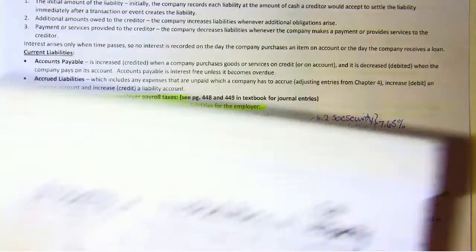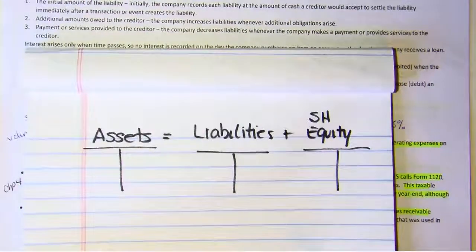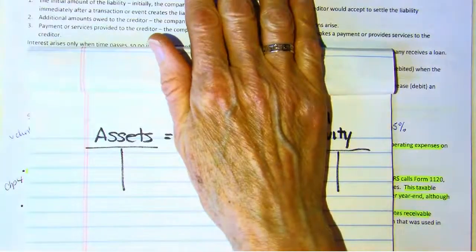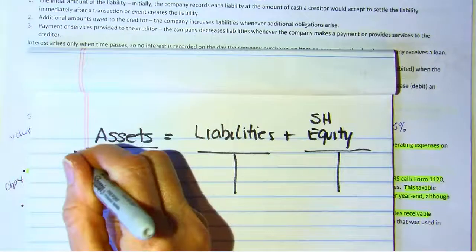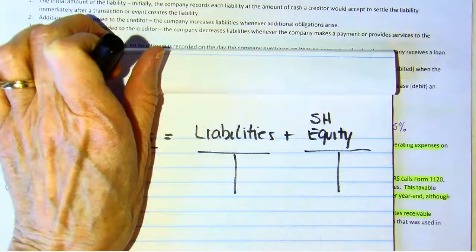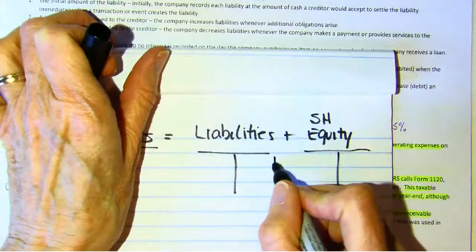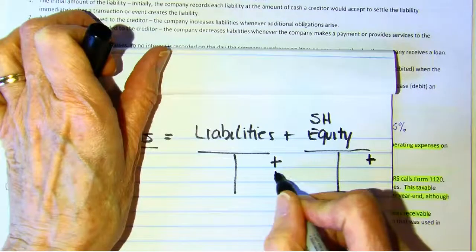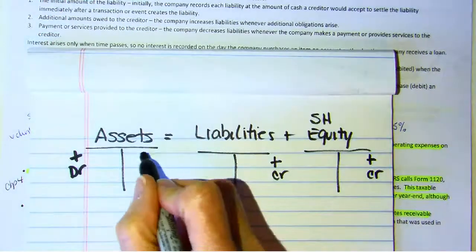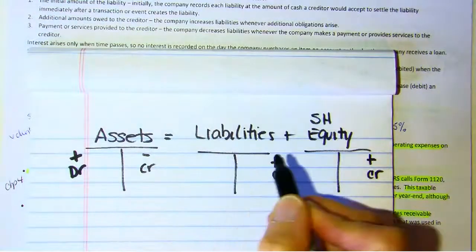Again, if you remember the accounting equation, just a review of the rules of debit and credit. Assets are on the left side of the accounting equation, so we increase on the left or debit side. Liabilities and equity are on the right side of the accounting equation, so we increase on the right or the credit side, and to decrease, we do just the opposite.